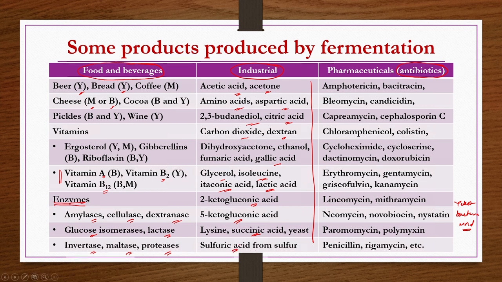Coming to some of the antibiotics or medicines produced by fermentation in pharmaceutical industries: amphotericin, bacitracin, bleomycin, candicidin, capreomycin, cephalosporin C, and so many others. Even penicillin. So, n number of pharmaceutical medicines or antibiotics are also produced by the fermentation process.